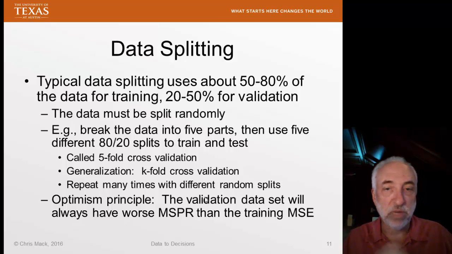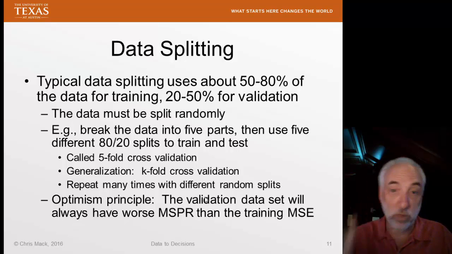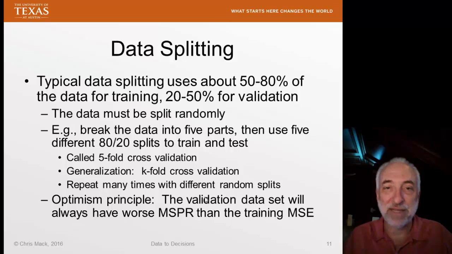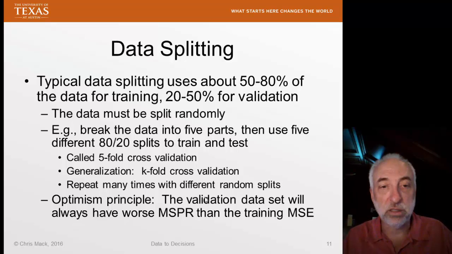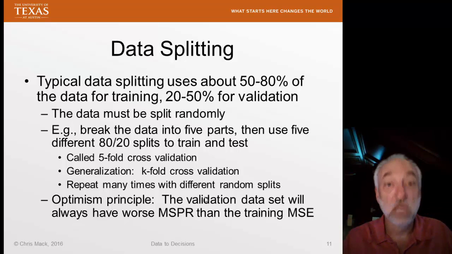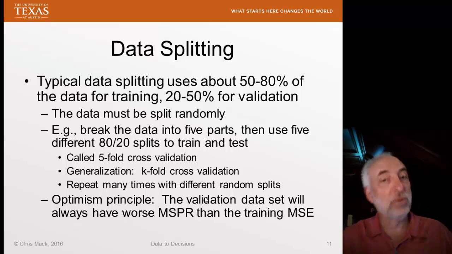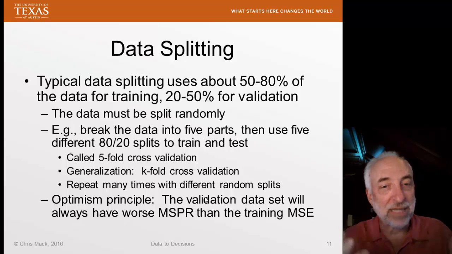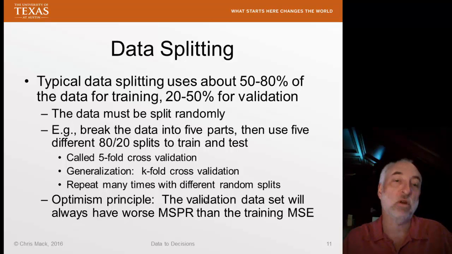For example, we might break the data into 5 parts. We'll take one of those parts, 20% of the data, as a validation, 80% of the data for calibration. Well, in fact, if we have these 5 parts, we can do that exercise 5 times. Right? We have 5 different potential validation data sets. So not only can we look at the validation results for one of those splits, but of course we can do it 5 times. That's called 5-fold cross-validation.